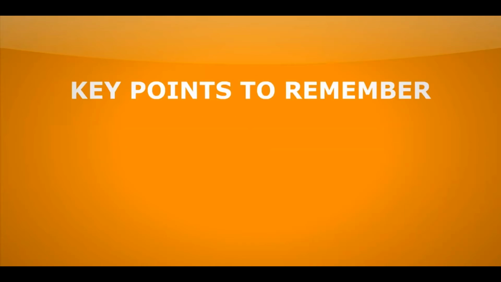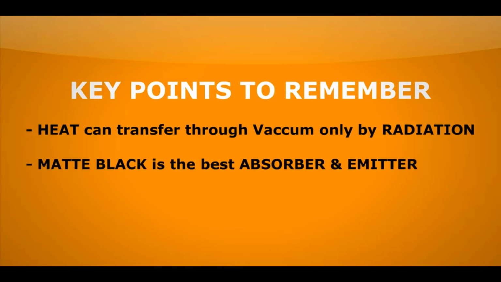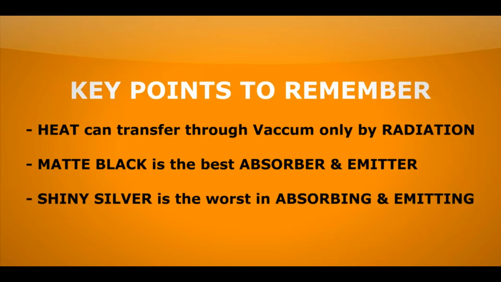So what's the key information for us to have here? Well, when heat needs to transfer across a vacuum, the only way it can do it is by radiation. We've also seen that matte black is the best absorber and emitter of radiation. And that's why if you want something to heat up really, really quickly, or something to cool down really, really quickly, we colour it matte black. We also saw that shiny silvery surfaces were the worst at both absorbing and emitting radiation, and that's why if we want something to stay hot, or if we want something to stay cold, we use a shiny silvery surface.